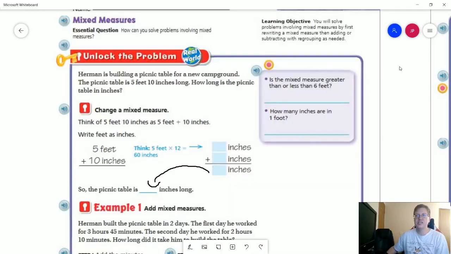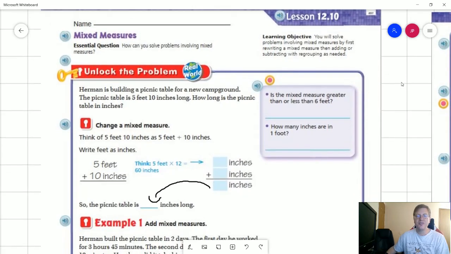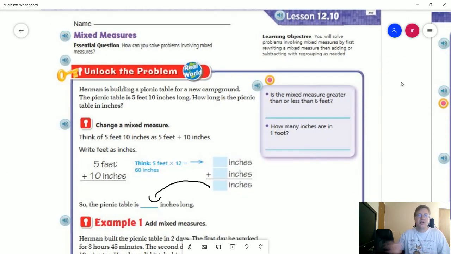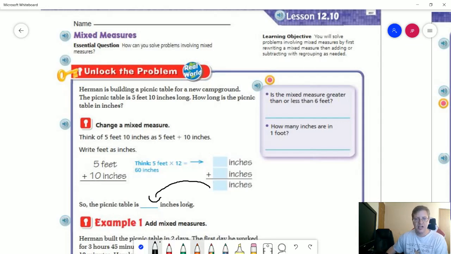And so we are going to be taking everything that we have worked with for unit conversions and try to solve problems where we have to convert different units of measurement to other units of measurement, or possibly work with both units of measurement at the same time. So one of the ways that we can solve those types of problems is to go ahead and convert to make everything the same unit. And so that's going to be an example that we have for our unlock the problem.